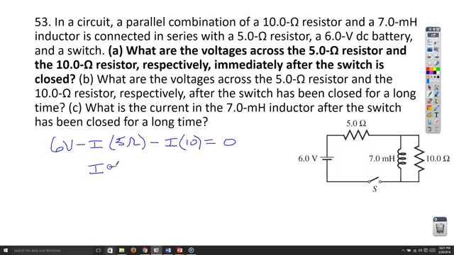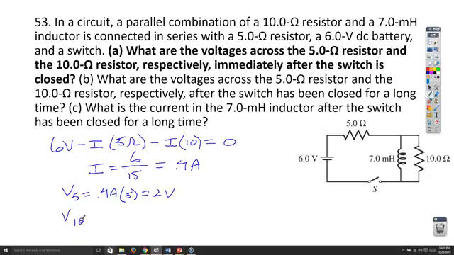Now we can solve for I, and I would just be 6 over 15, and that would give us a current of 0.4 amps. So let's go ahead and find the voltages across each one of the resistors. The voltage across the 5 ohm resistor would be equal to 0.4 amps times 5 ohms, and so that would give us 2 volts.